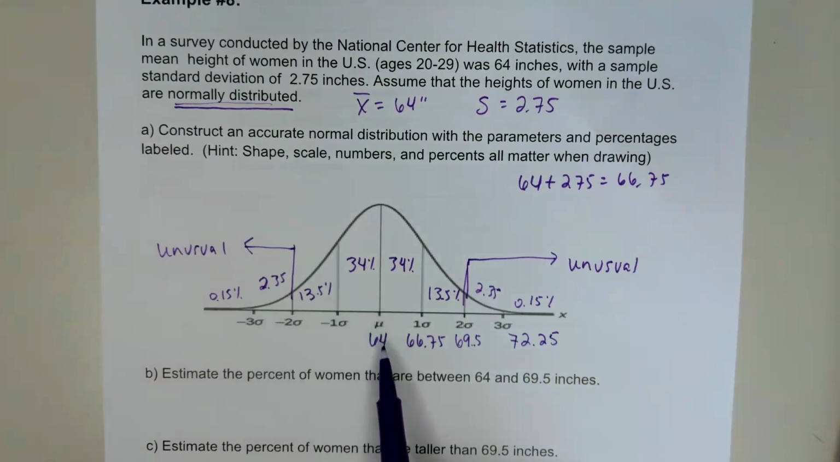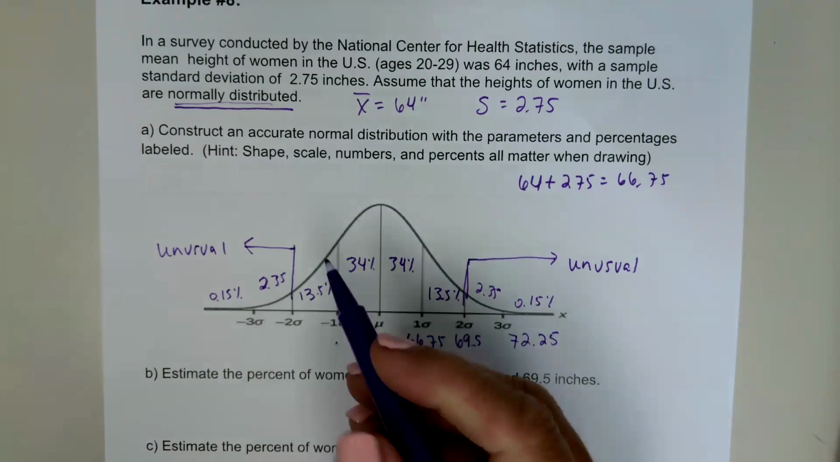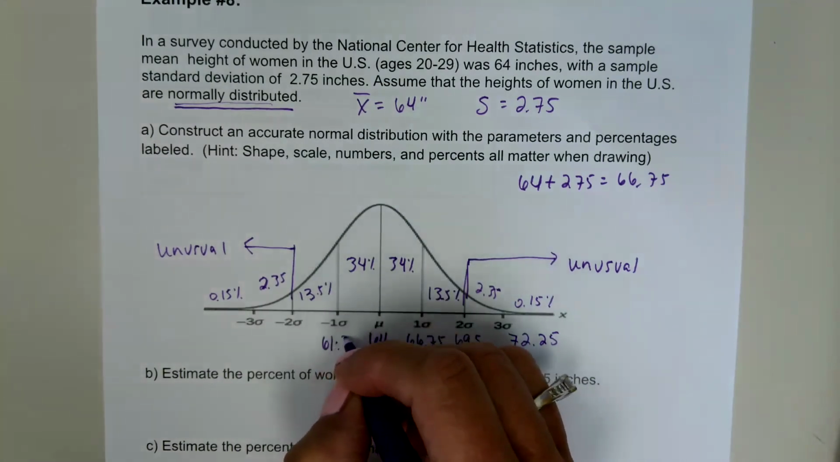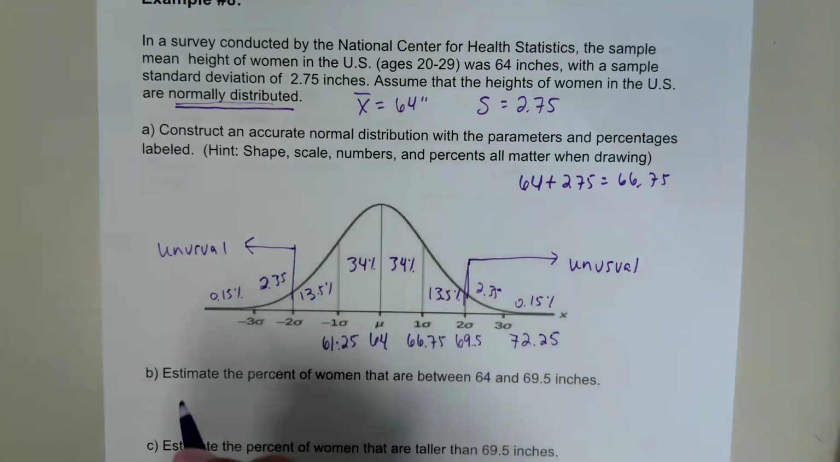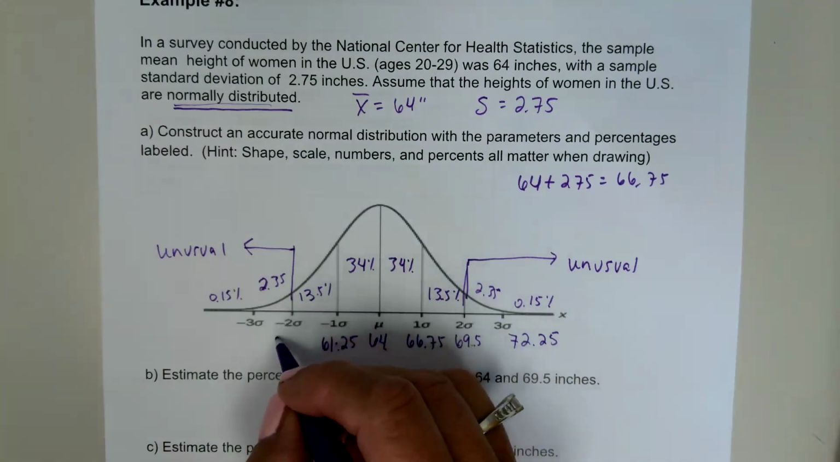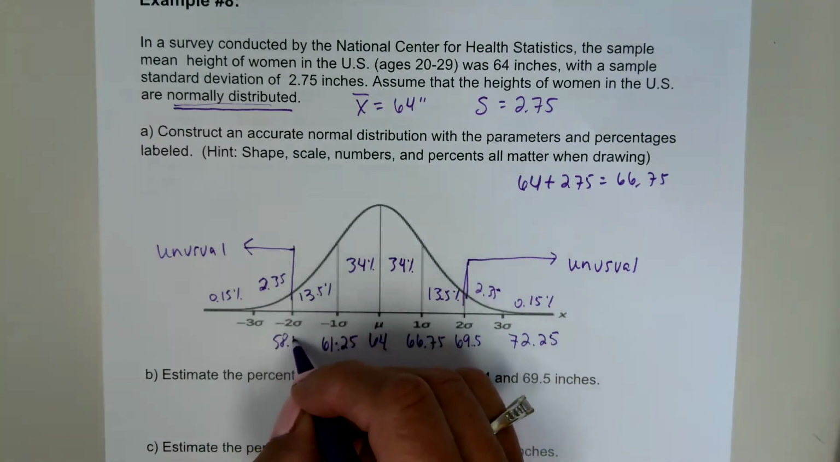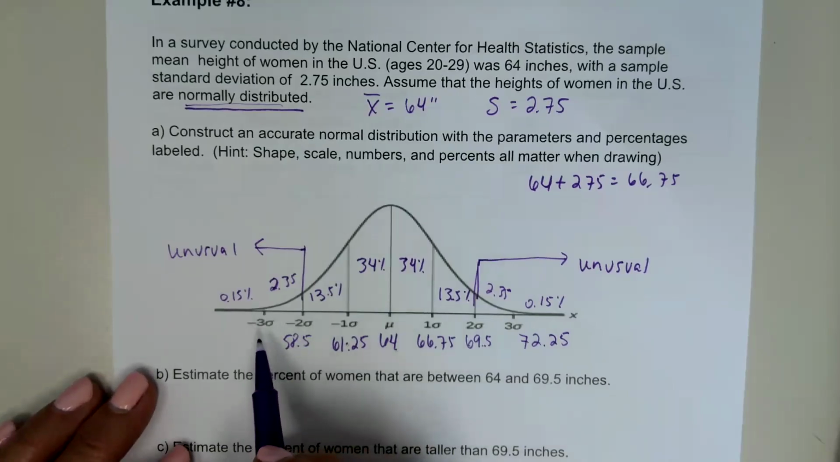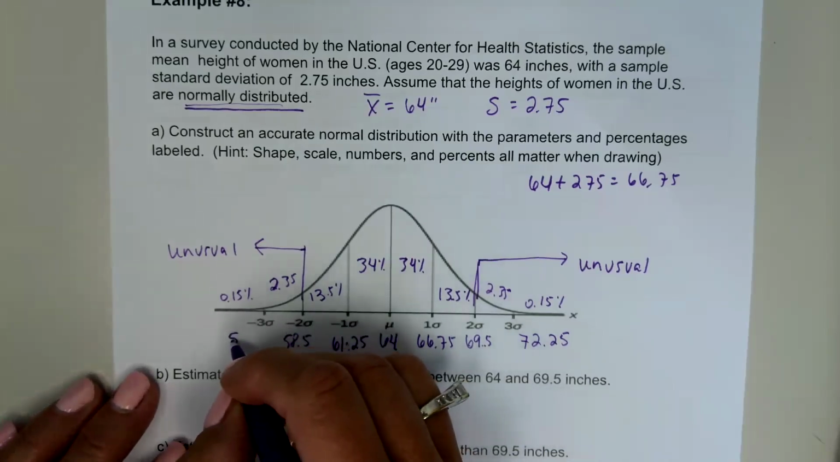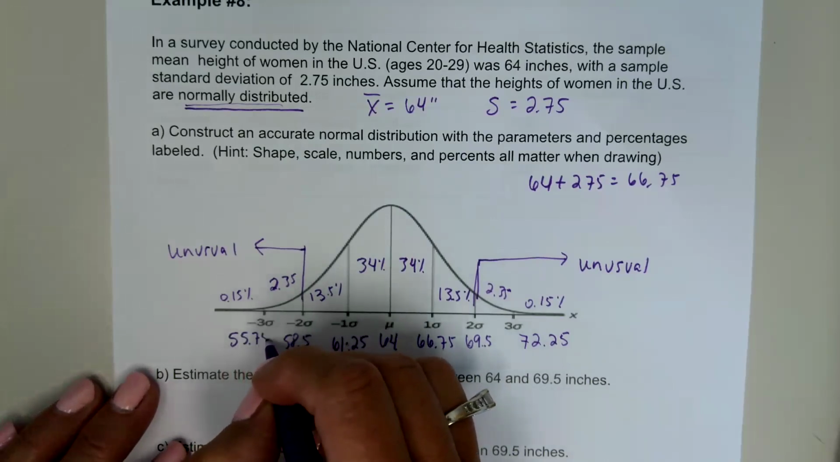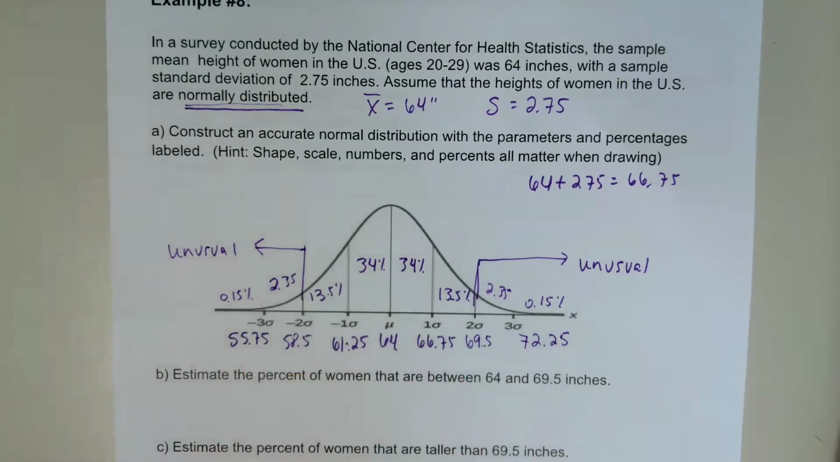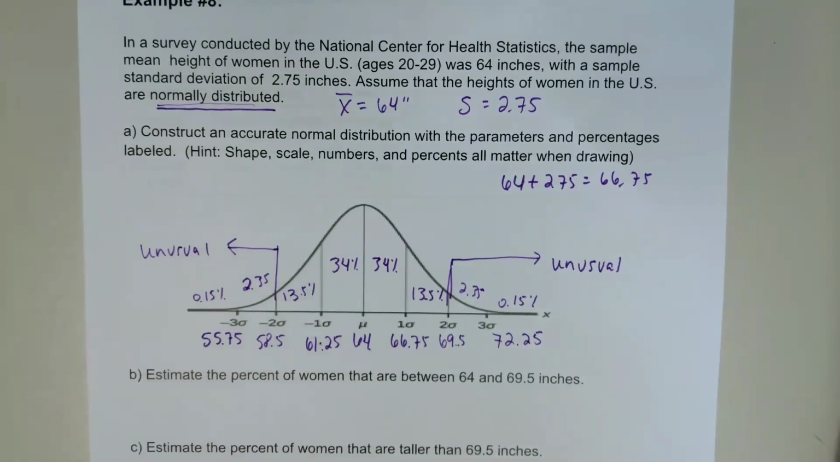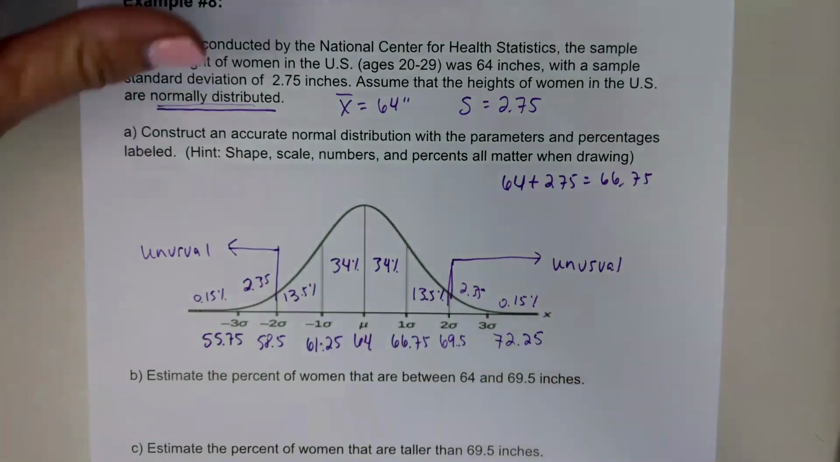Then on the left, if we take our mean 64 and subtract 2.75, we get 61.25 there. If we subtract another 2.75, we get 58.5. And then subtracting another standard deviation, we get 55.75. Once we have that all filled out, then we can answer some questions about our data set here.